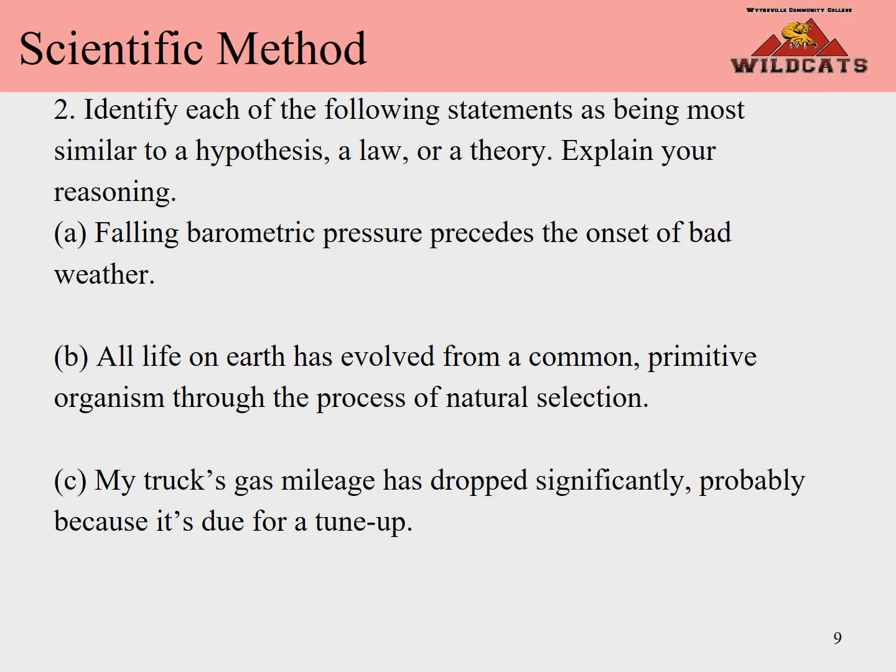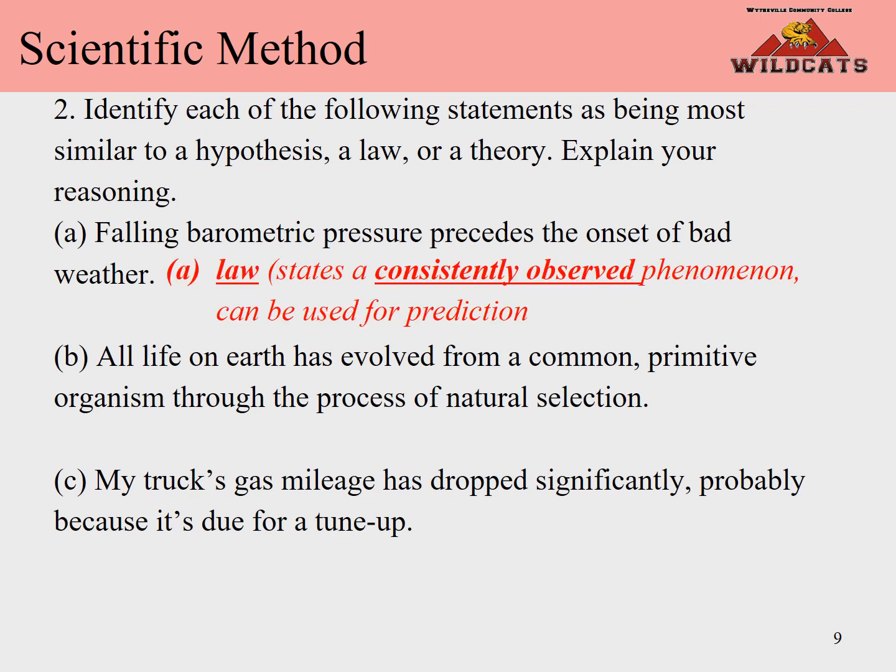So let's take a look at problem number 2 from the end of your chapter. It says, identify each of the following statements as being most similar to a hypothesis, a law, or a theory, and explain your reasoning. So, falling barometric pressure precedes the onset of bad weather. So this is a law because it's consistently observed. If you notice, it's not trying to explain why the barometric pressure falls. It just says it falls before the weather gets bad.